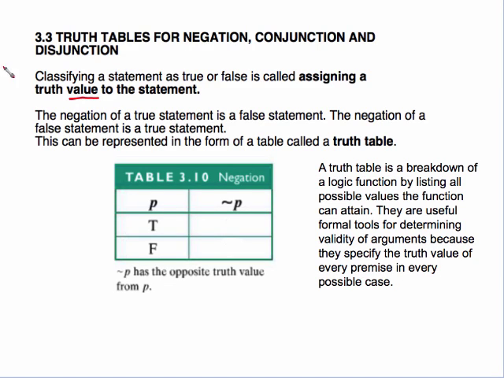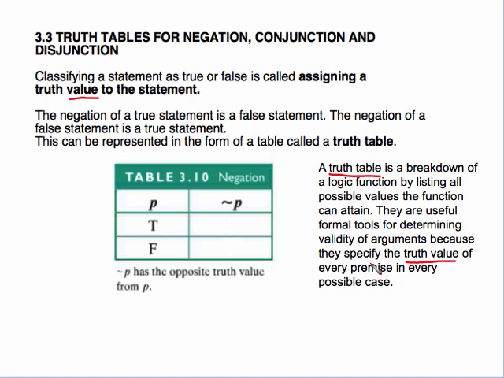Section 3.3 covers truth tables, specifically for negation, conjunction, and disjunction. First off, a truth table is a breakdown of a logic function by listing all possible values the function can attain. They're useful formal tools for determining validity of arguments because they specify the truth value of every premise in every possible case. This might not make much sense to you right now, but as we do some examples in this section and a couple other sections, I think it will become more clear to you.